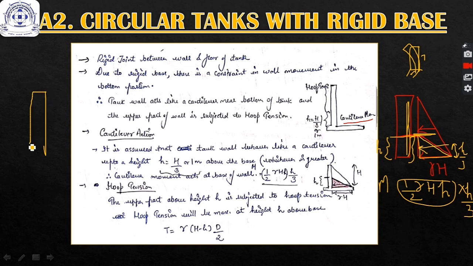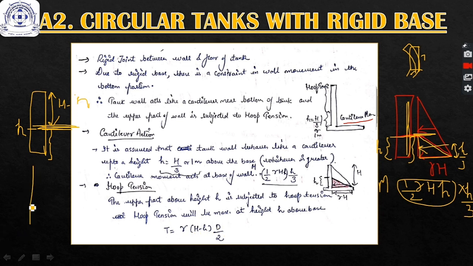If this is the tank wall and this is H height, up to this small h height we are taking cantilever action, and above this we are taking the hoop tension only. So it is assumed that the hoop tension will be maximum at this particular height, and this height is H minus h. So the upper part above height h is subjected to hoop tension, and it will be maximum at this height above the base, or H minus h height from the top. So the formula for this will be T is equal to gamma into (H minus h) into D by 2.